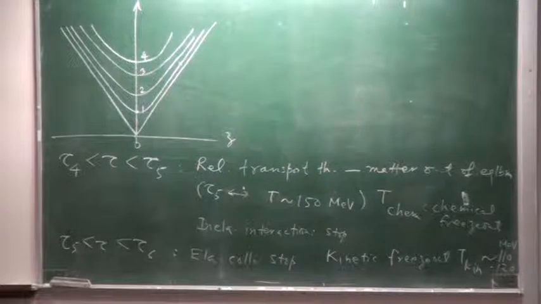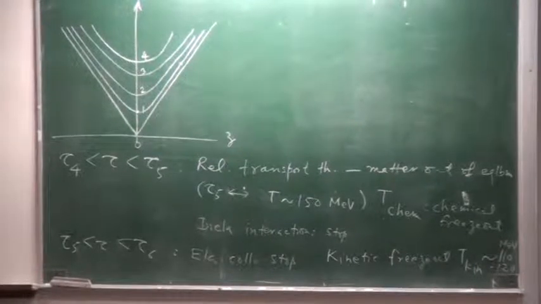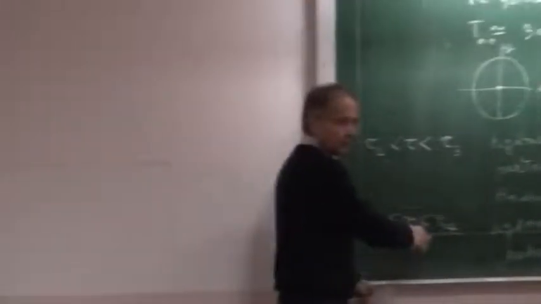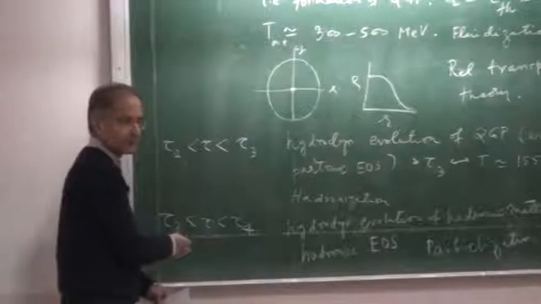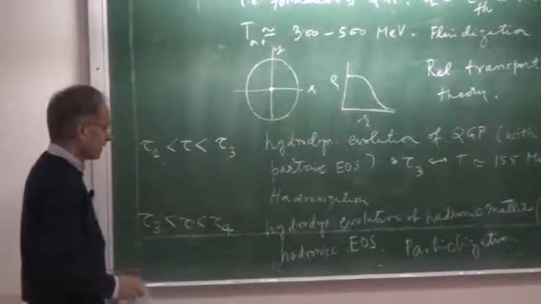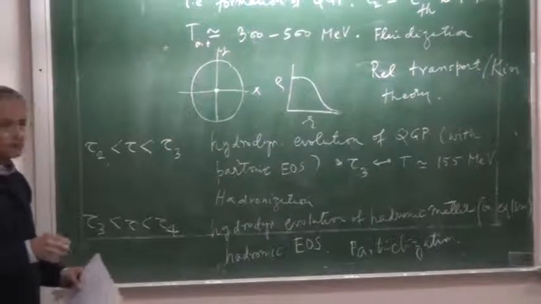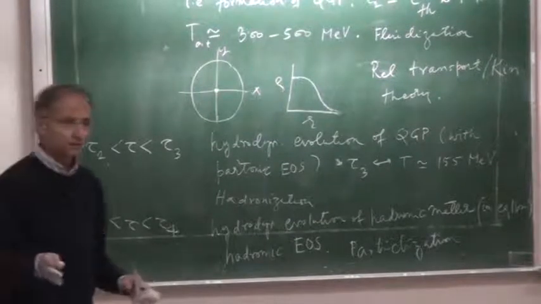So if the hadrons are not in equilibrium, then these two times will collapse. Tau 3 and tau 4 would be the same. But how would I tell in the final state? Again, you have to do the detailed calculation with some equation of state.